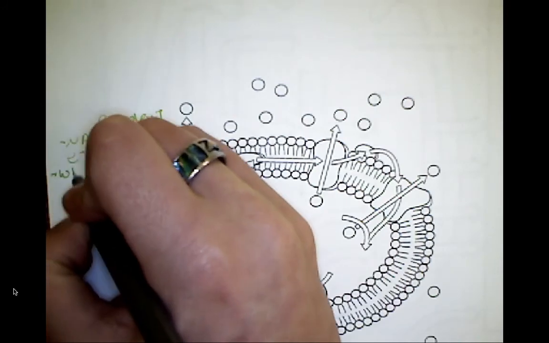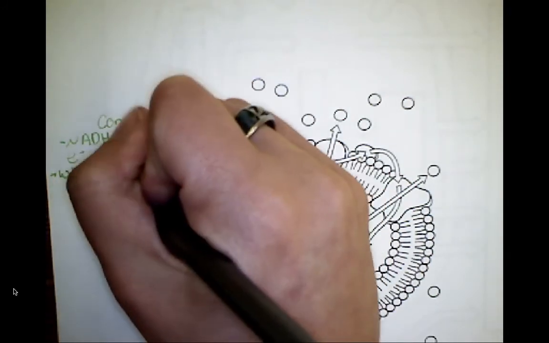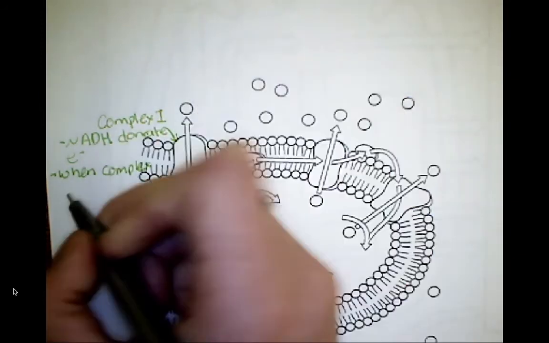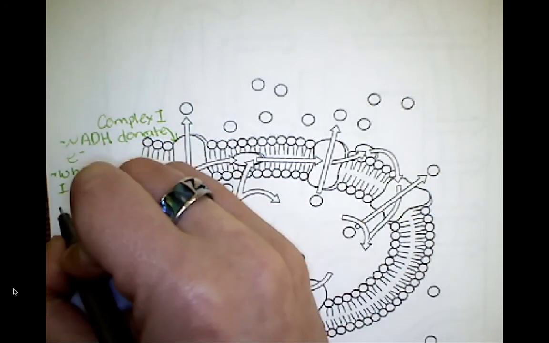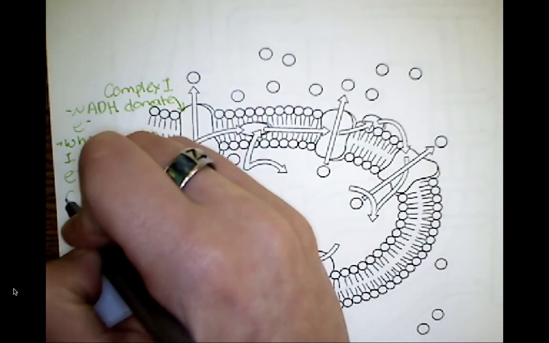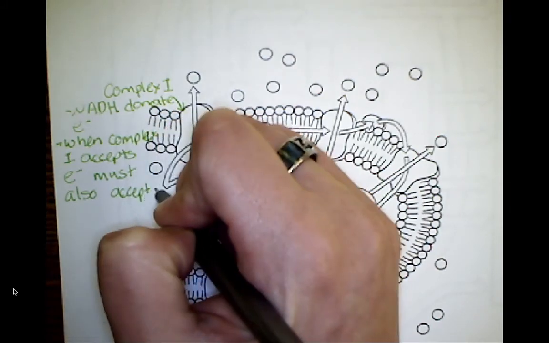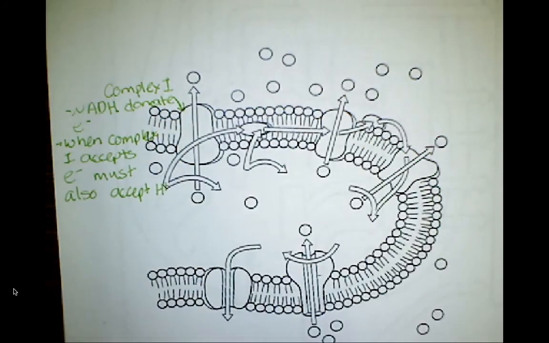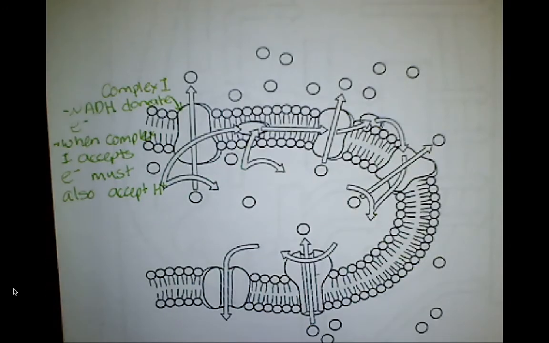And when complex 1 accepts electrons, it must also accept an H+, okay? And that H+ is going to get pumped across. So let's just watch that happen.